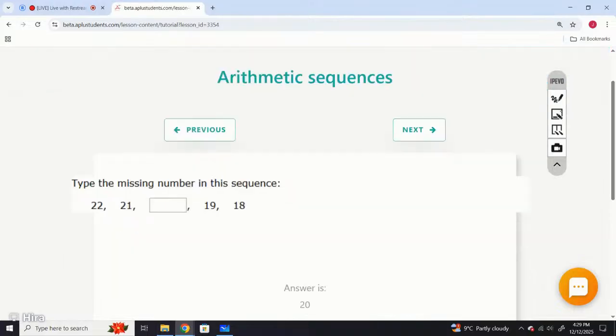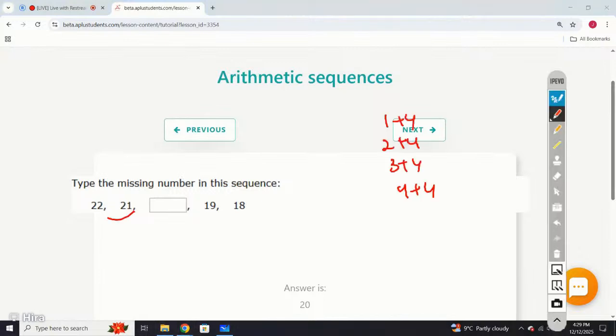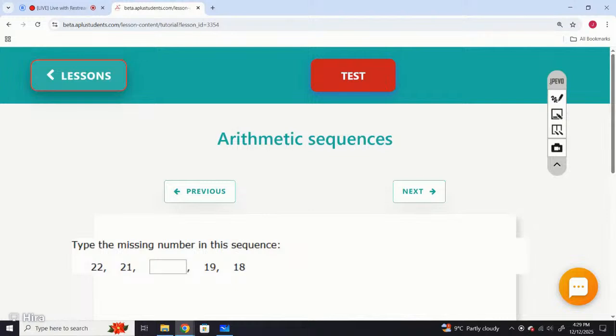Type the missing number in the sequence. 22 minus 1 is 21. The next one would be 21 minus 1, which is 20. Let's just start with the test questions.